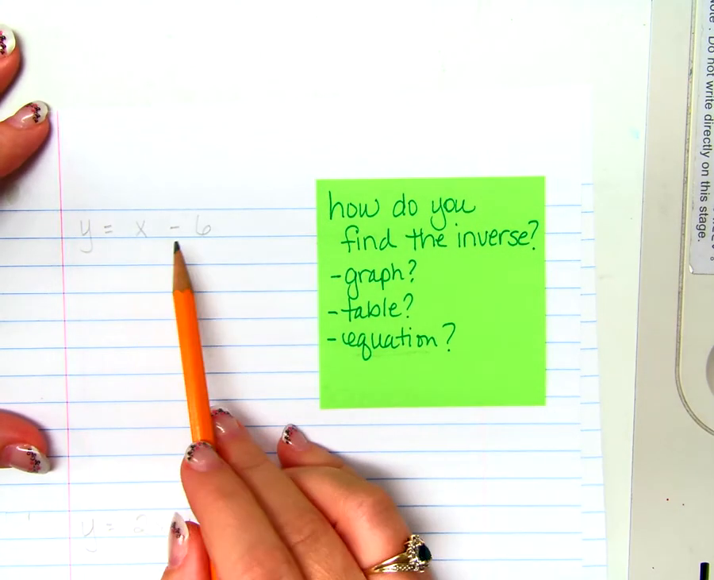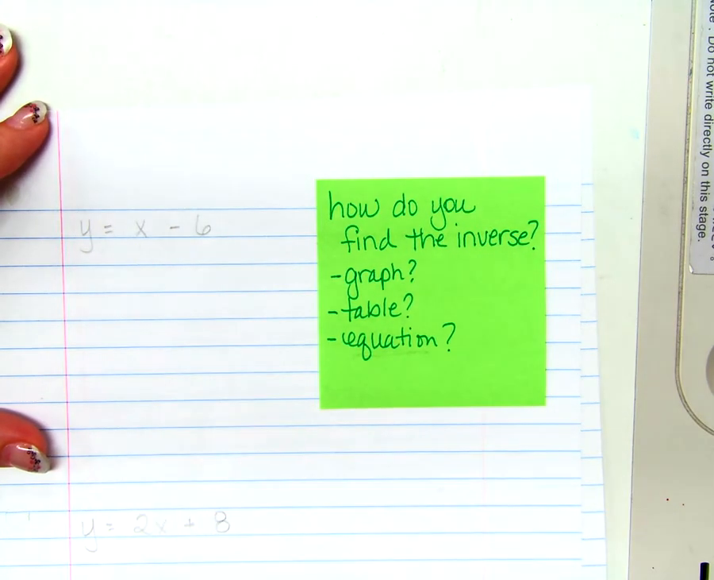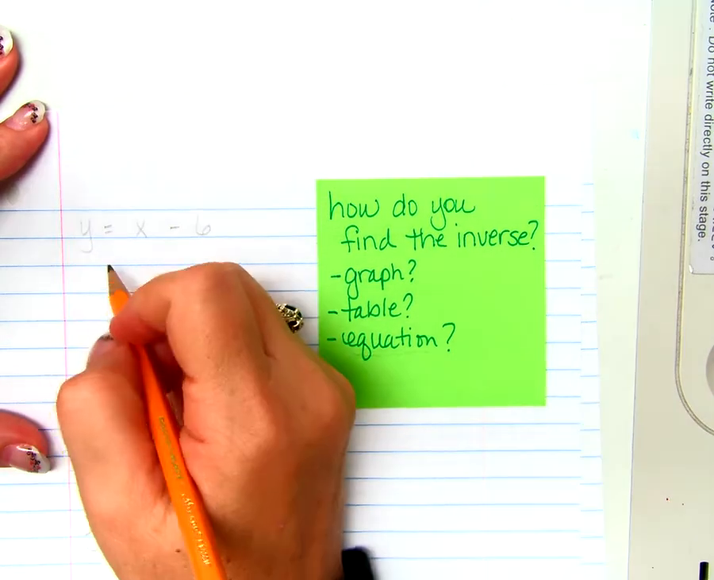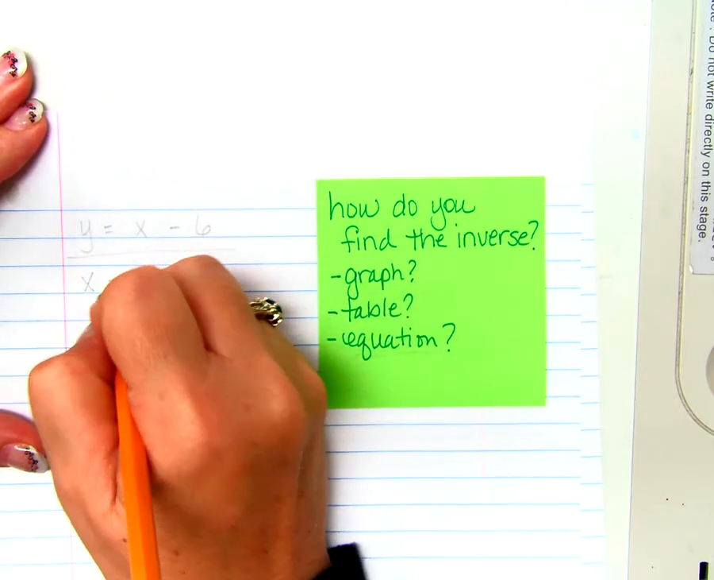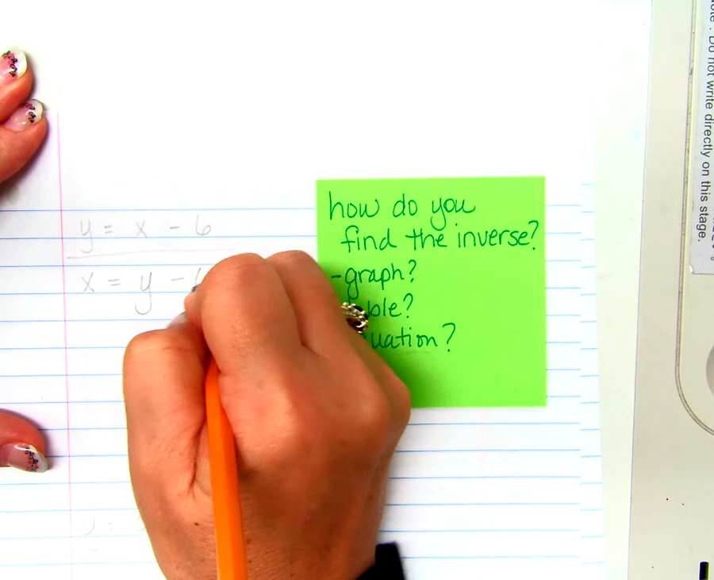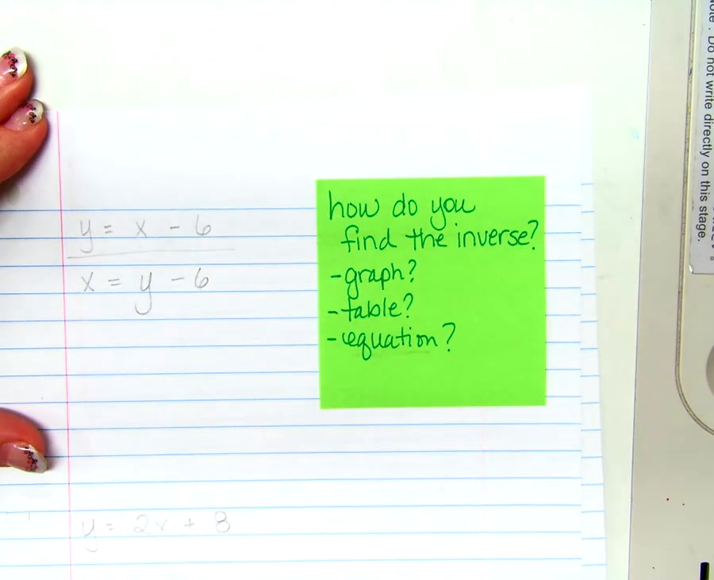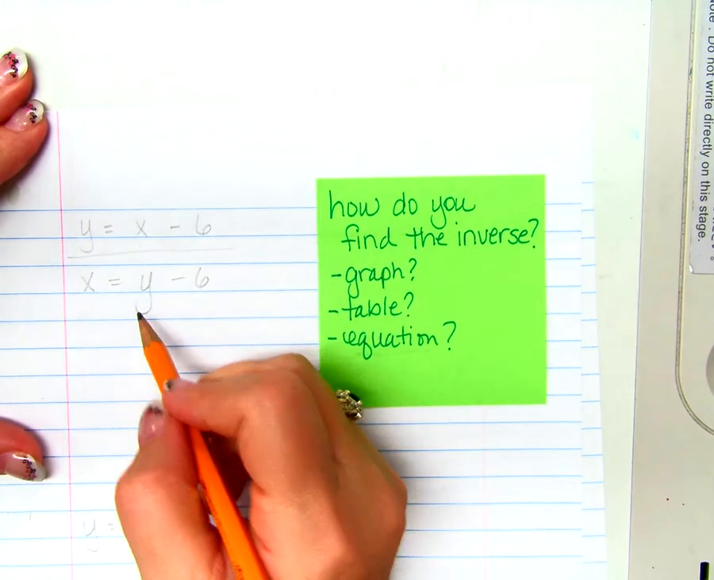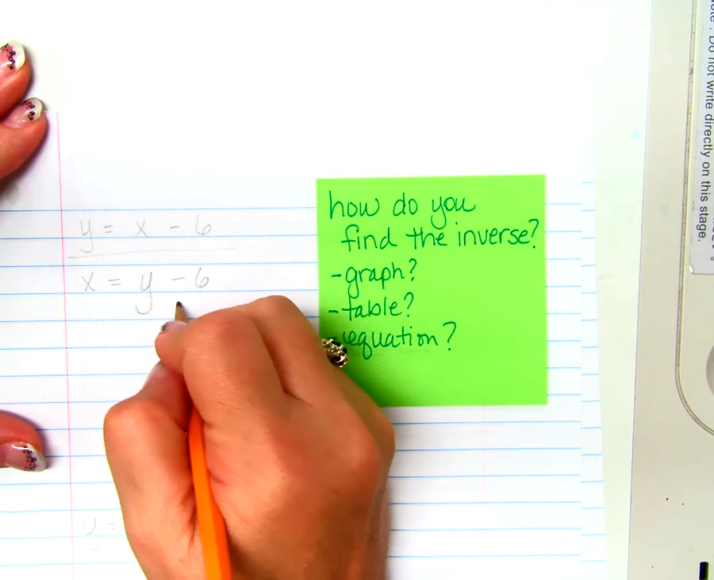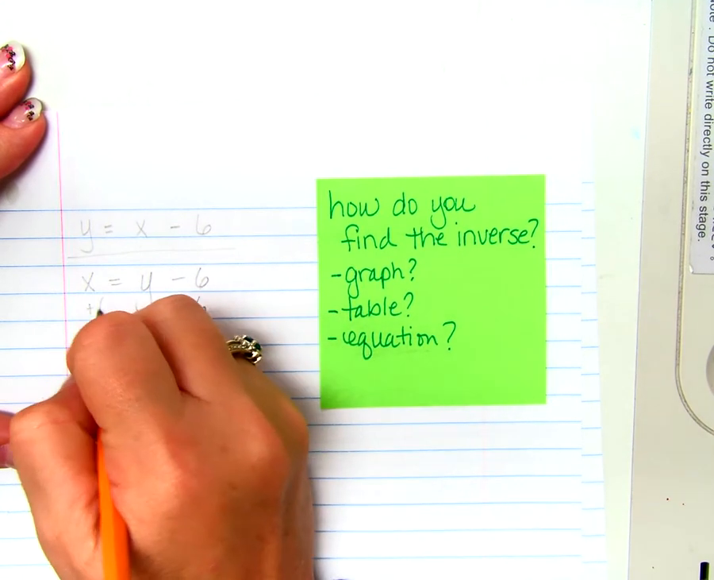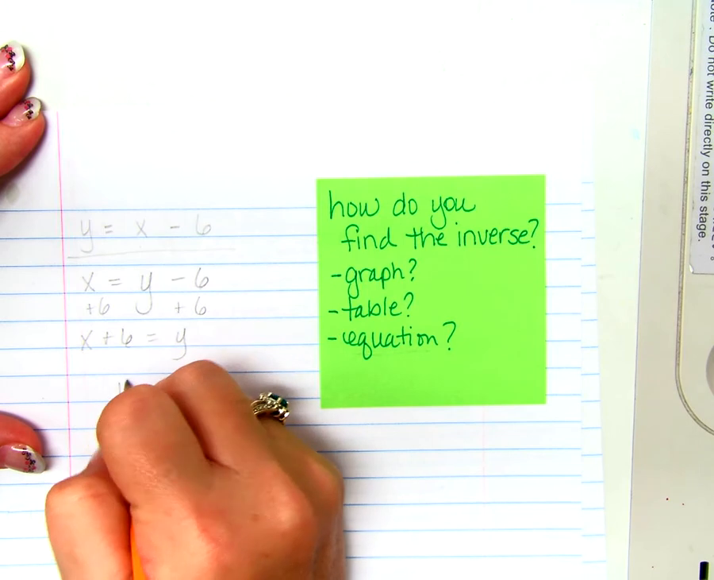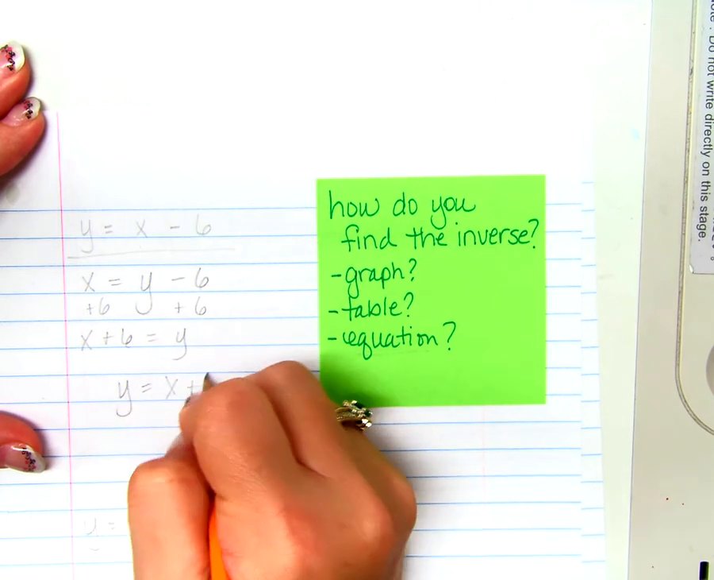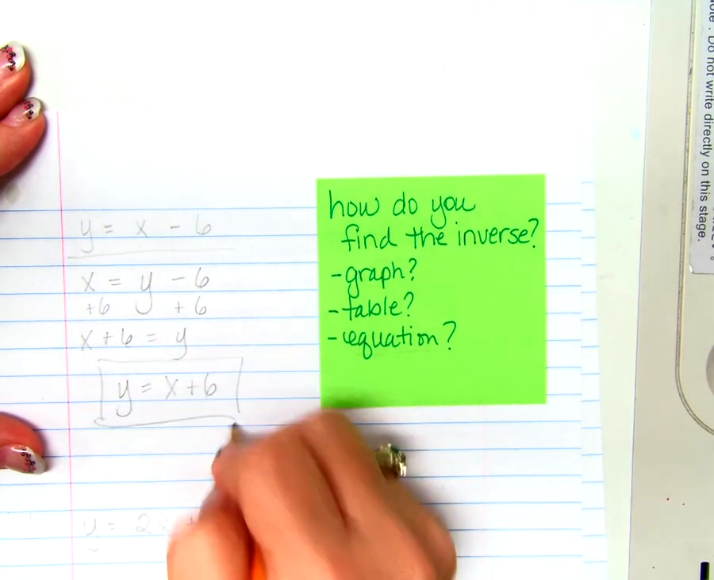Y equals x minus 6. How would you find the inverse of this equation? Well, you would switch x and y, like that, and then solve for y. How do you get this y by itself? Add 6, x plus 6 equals y, so y equals x plus 6. Done.